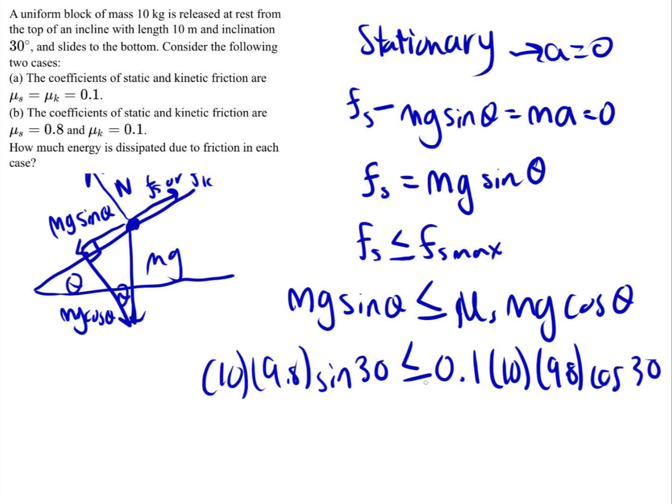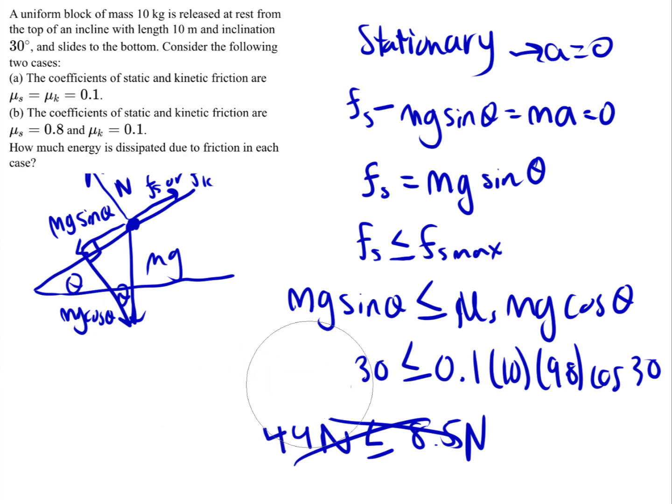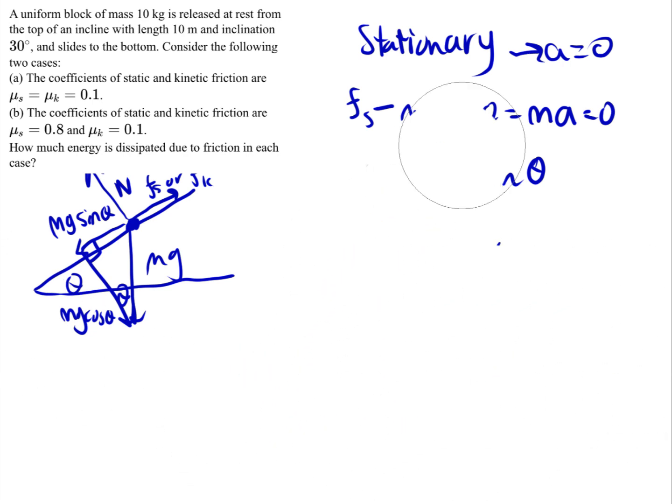And now all we need to do is evaluate these two sides and see if this equation holds true. So once you evaluate, you should get that the static friction force required to keep the block in place will be 49 newtons. And that must be less than or equal to, this right side evaluates to 8.5 newtons. And we know that this is not true. So the block will start slipping because the maximum static friction is not enough to stop it from slipping. So in this case, the block is not stationary. So we cannot say that the block is stationary.